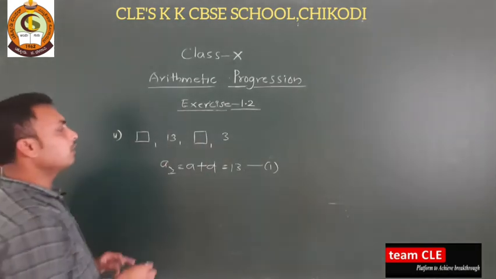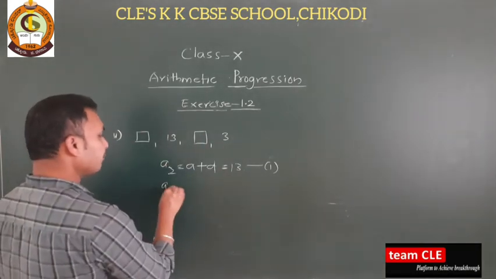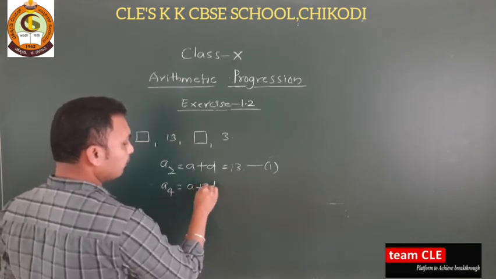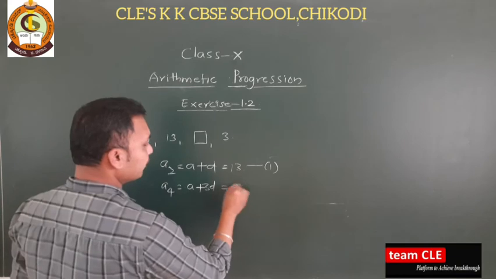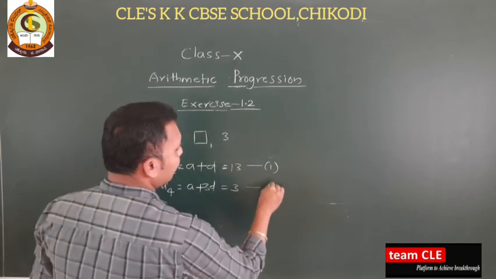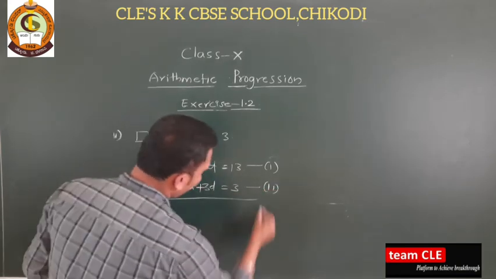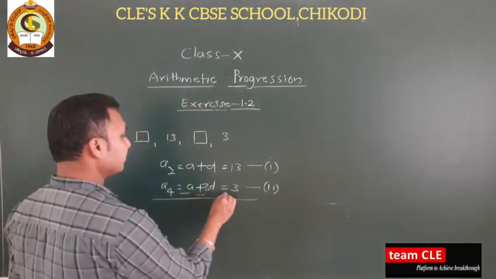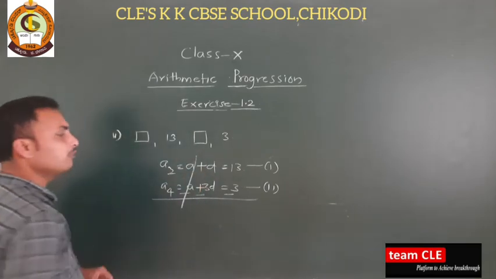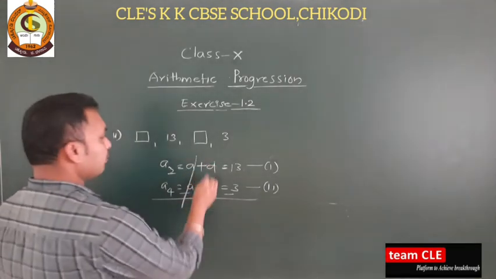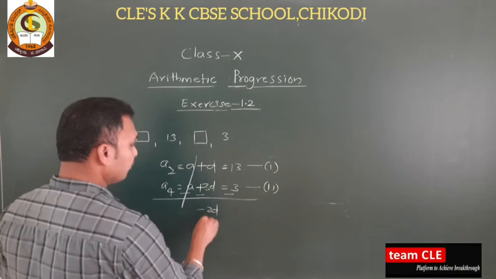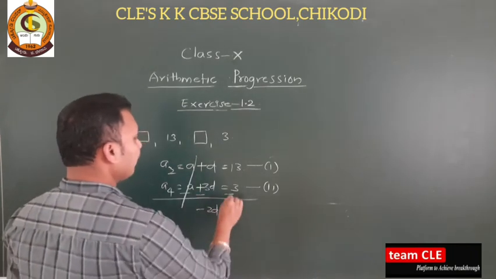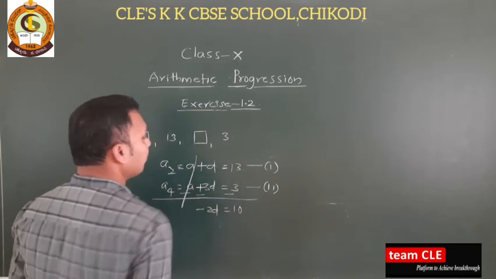Next, third term we don't have. Fourth term we have: A4 is equal to A plus 3D, and this is equal to 3. This is equation number 2. Now solve these two equations to get the values of A and D. Subtracting, the A terms get cancelled, and we get minus 2D on the left, and 10 on the right.